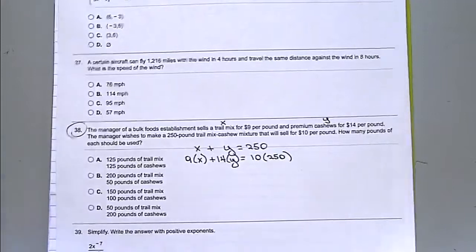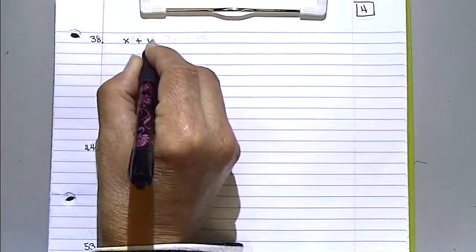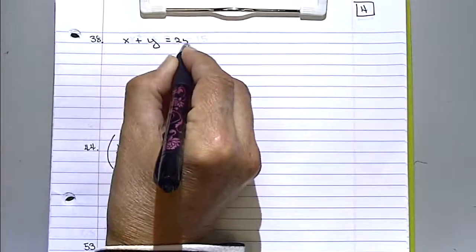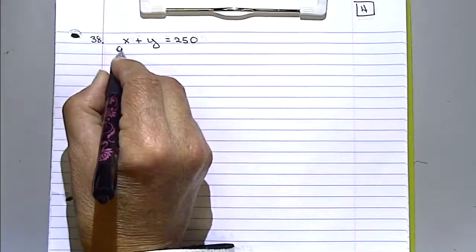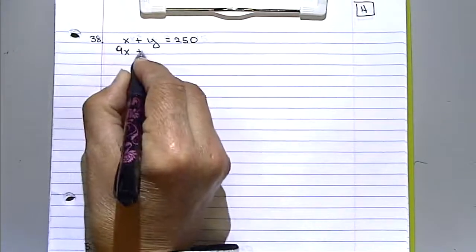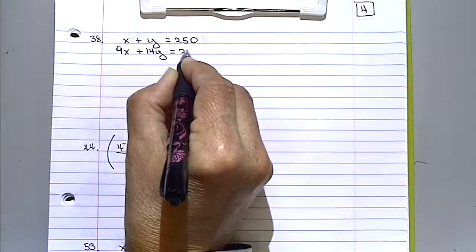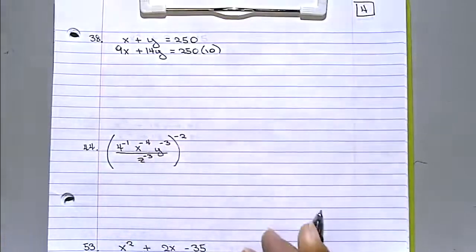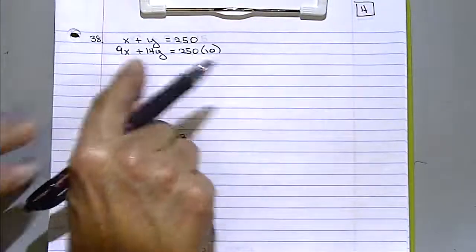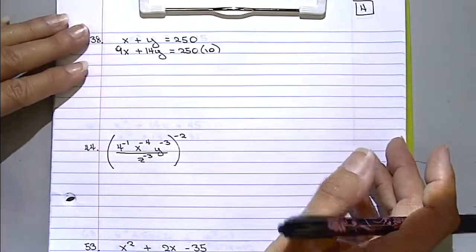Yes? Okay, so let's solve it then. What I did was set up these two equations. Trail mix plus cashews is going to be 250 pounds. And then the money is going to be 9 times the trail mix plus $14 times the pounds of cashews, and that's going to equal the 250 pounds times the $10, the total cost. So this one's money, this one's pounds, but both relationships involve cashews and trail mix.